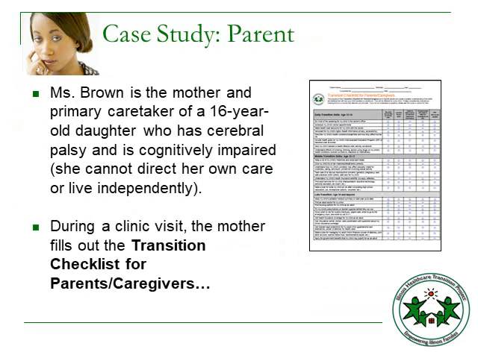Let's move on to the next case study. This one involves a parent. Ms. Brown is the mother and primary caretaker of her 16-year-old daughter, who has cerebral palsy and is cognitively impaired. The daughter cannot direct her care or live independently. During a clinic visit, Ms. Brown fills out the transition checklist for parents and caregivers.